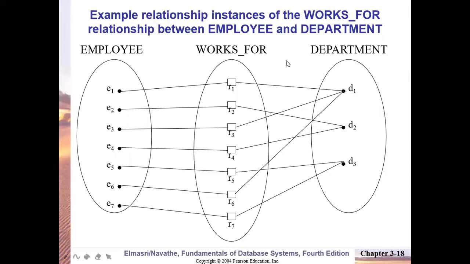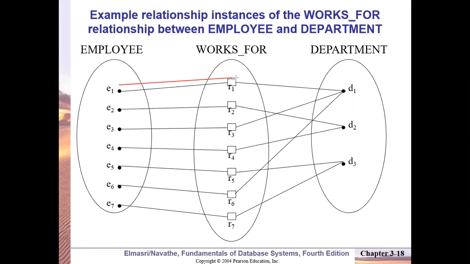So this is an example of relationship instances of works for. Here it is not works on, it is not manages. There is one more relationship called works for. So works for is a relationship type between the entity types employee and department. Every employee works for some department. So E1 works for D1. Can you see here? E1 works for D1.